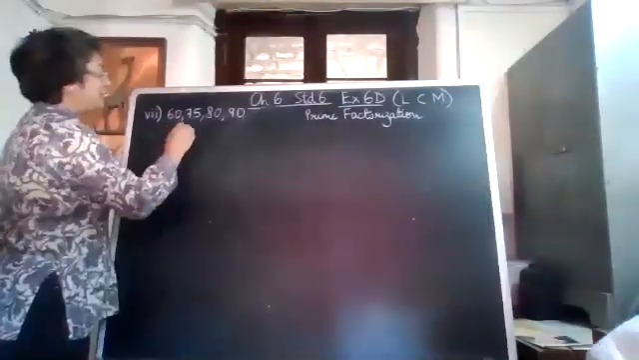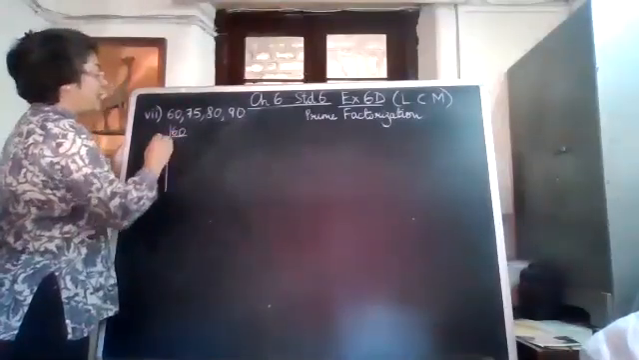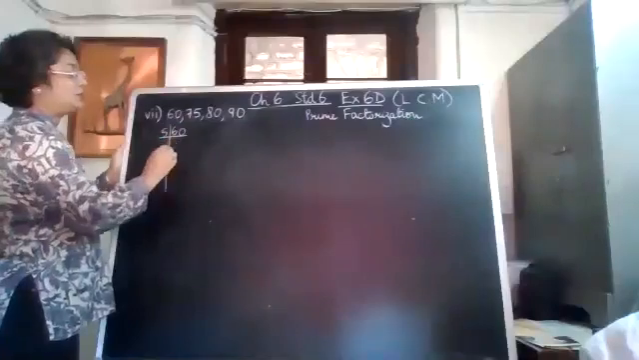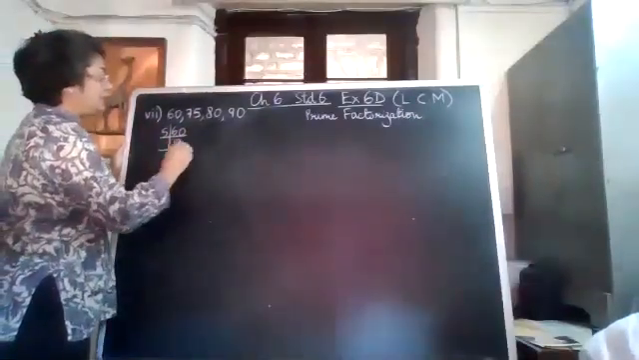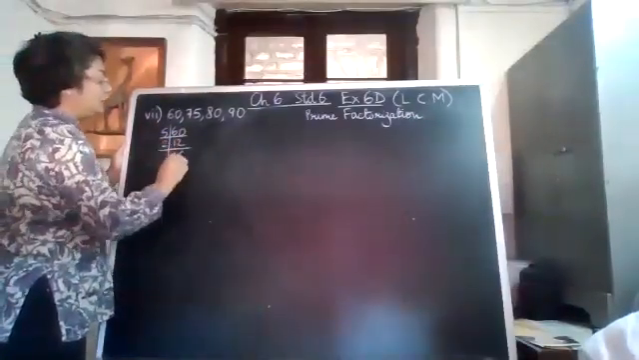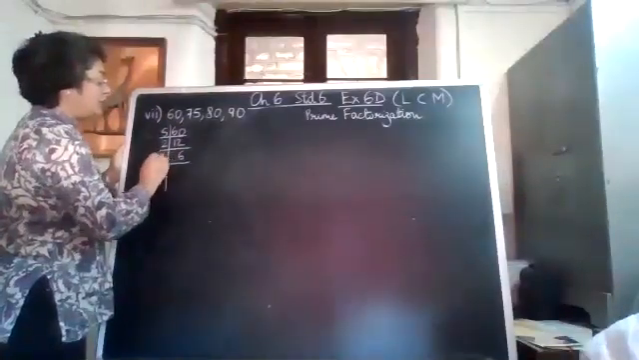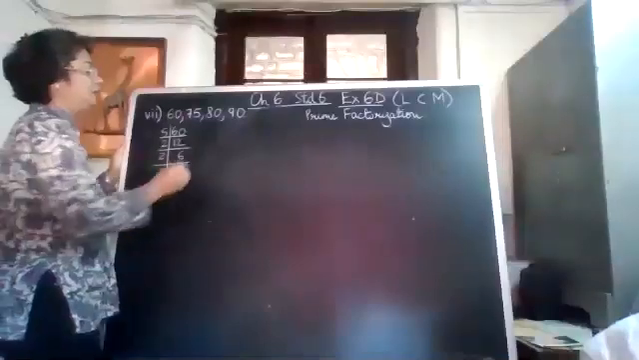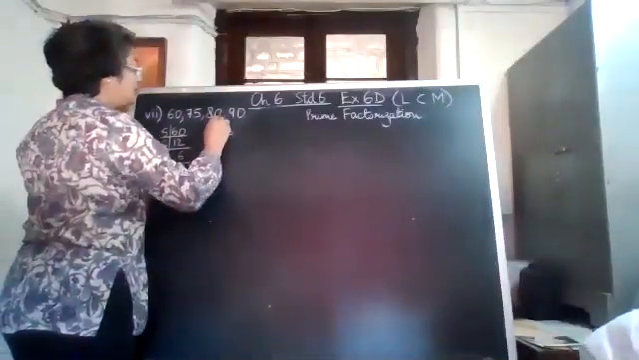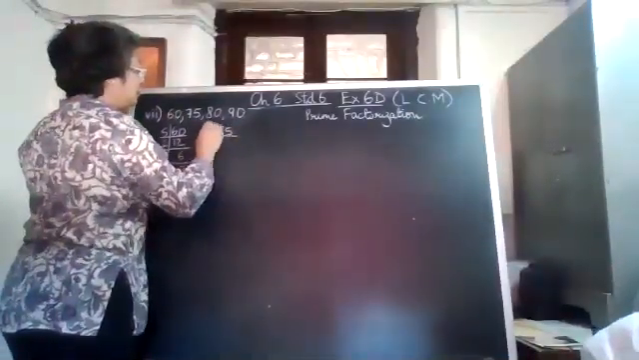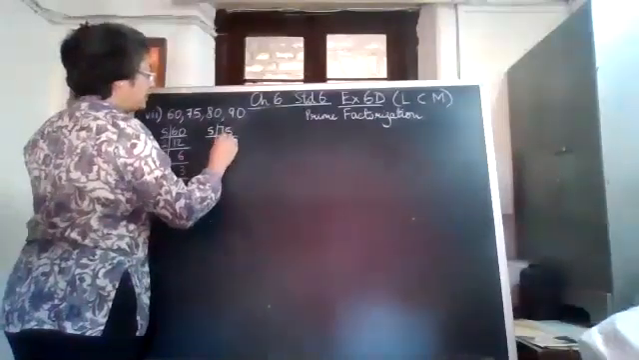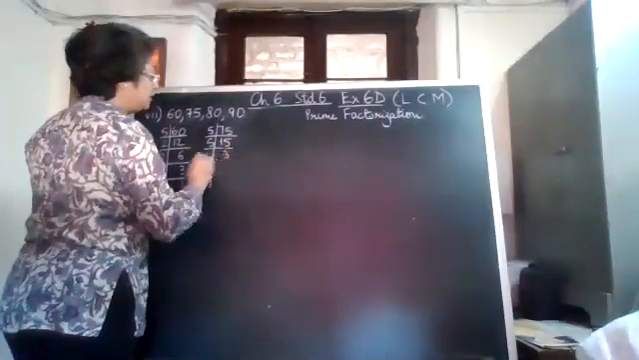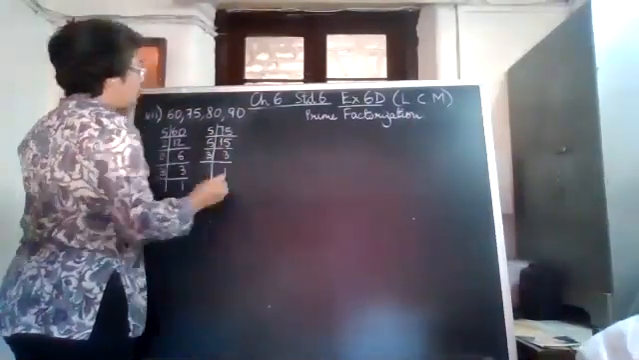I will still find the prime factors. 60, ending in 0, so I can start with 5. 5 12s are 60, ending in an even number. 2 6s are 12, ending in even number. 2 3s are 6, 3 1s are 3. Now I'll take number 75. 5 1s are 5, 5 5s are 25, 5 3s are 15, 3 1s are 3.